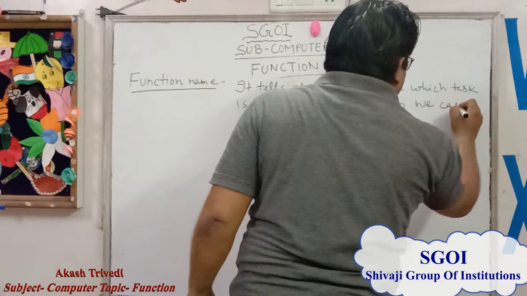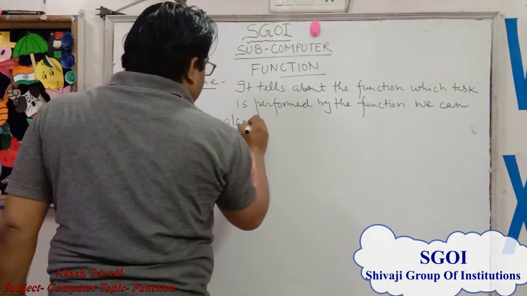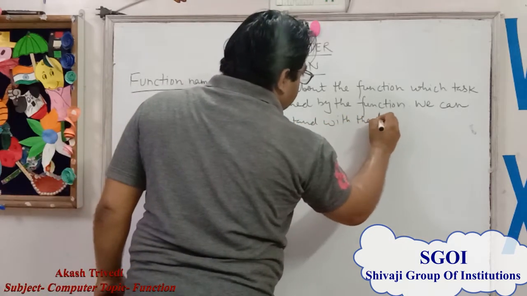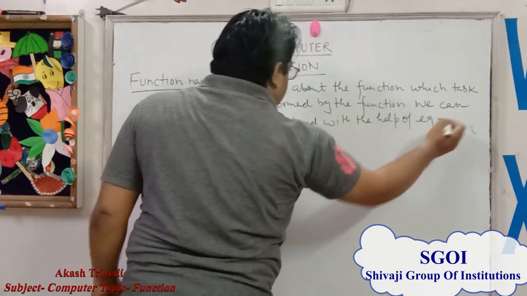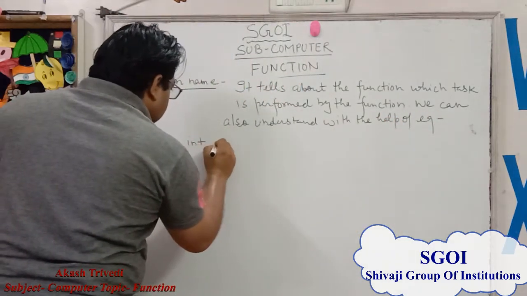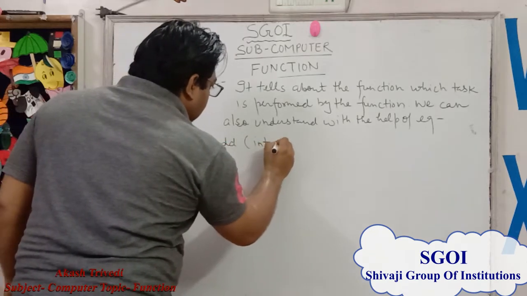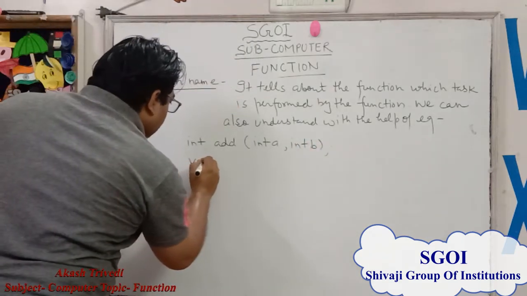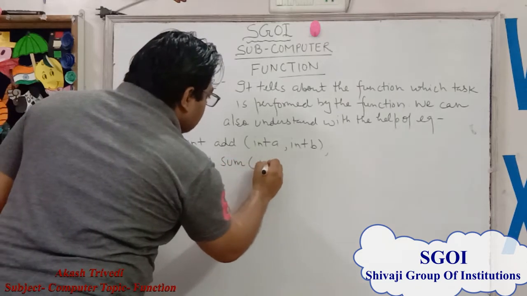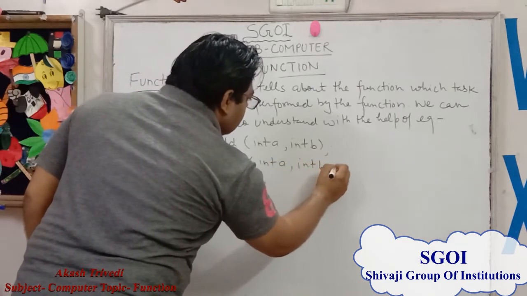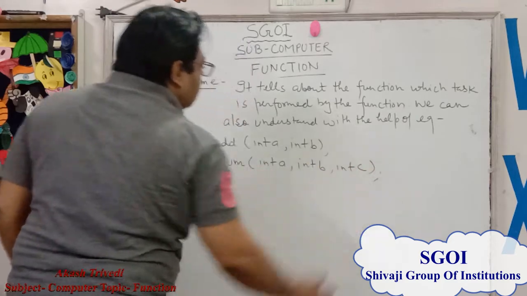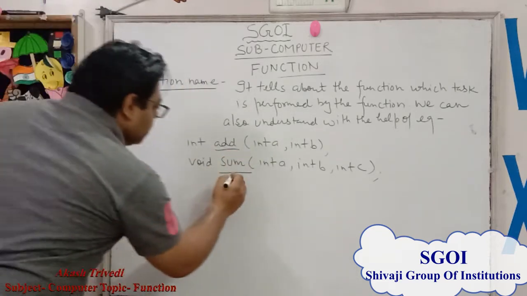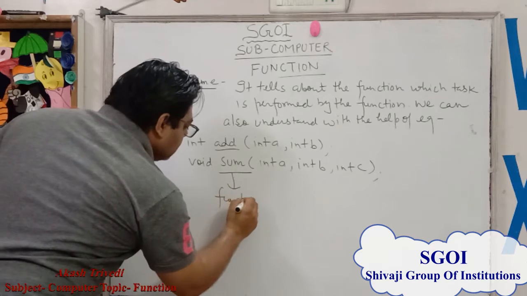We can also understand with the help of examples like int add(int a, int b), void sum(int a, int b, int c). So these are the examples where the function names are add and sum.